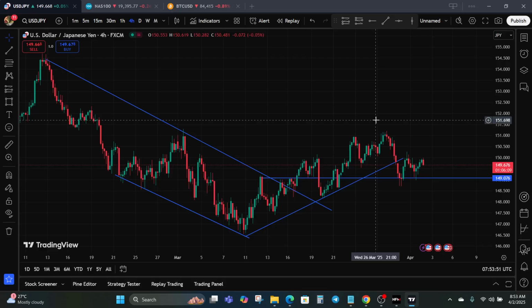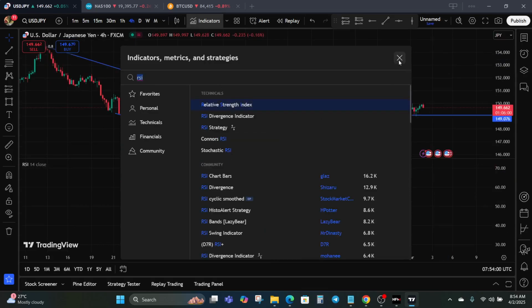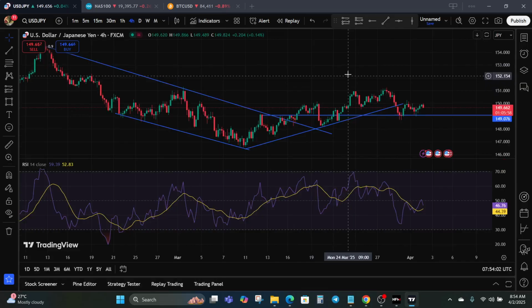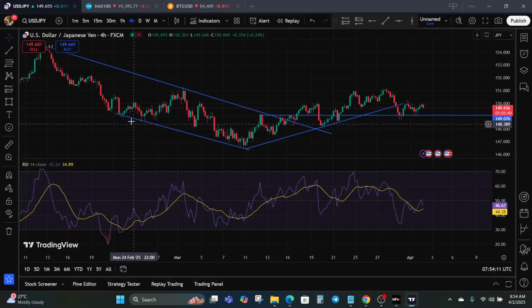Not all indicators are good for spotting divergence. Here are the top three divergence indicators that every trader should know. The first that we are going to be looking at is the relative strength index, or the RSI for short. Now, this is one of the most popular divergence indicators. You should be looking out for the RSI making a higher low when price is making a lower low.